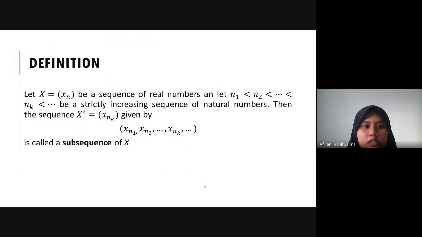The first is the definition of a subsequence. Let X = (x_n) be a sequence of real numbers, and let n_1 < n_2 < ... < n_k < ... be a strictly increasing sequence of natural numbers. Then the sequence X' = (x_{n_k}) given by (x_{n_1}, x_{n_2}, ..., x_{n_k}, ...) is called a subsequence of X.